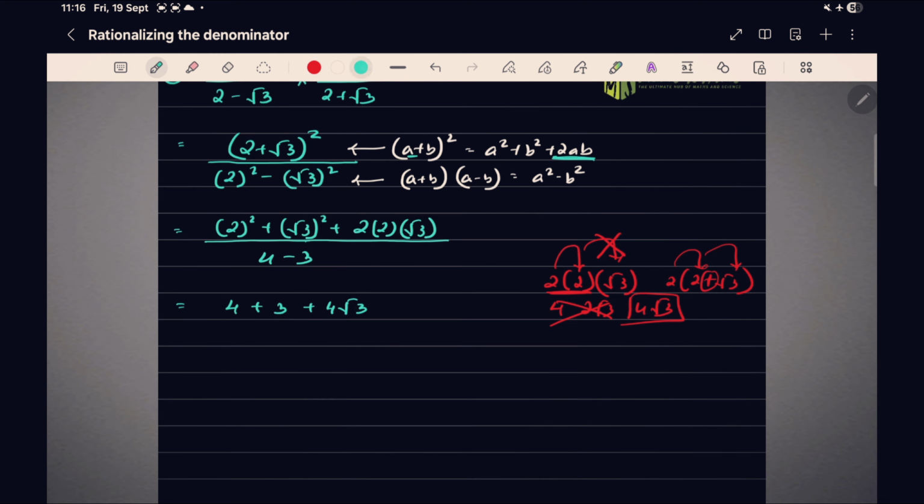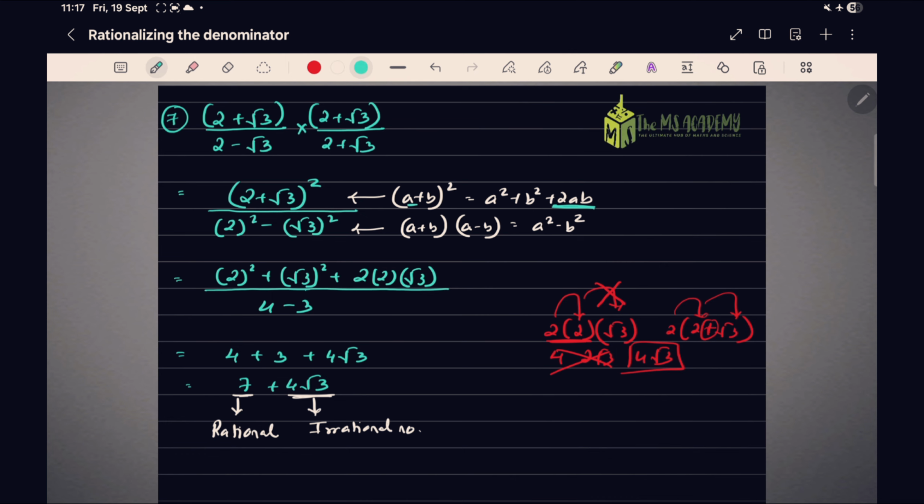And the denominator becomes 1, which is a rational number, and 1 as a denominator I don't need to write. So 4 plus 3 becomes 7 plus 4 root 3. Now again I cannot add 7 and 4. Why? Those who have watched the earlier lectures, part 1 and part 2, they know that 7 is a rational number and 4 root 3 together is an irrational number.